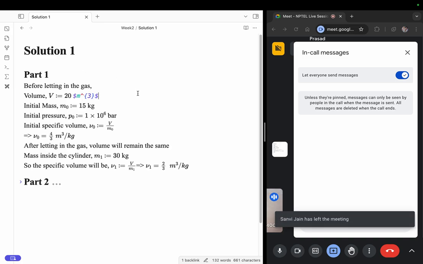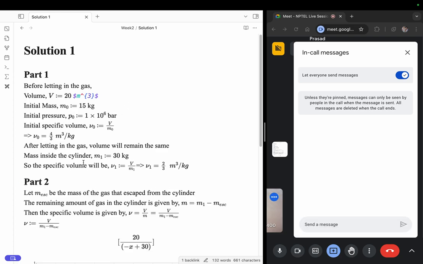The first part is straightforward, so I am not taking much time on that. You just calculate the volume divided by mass. Now for the second part, how will I plot that particular graph? If M escape is the mass of the gas that has escaped from the cylinder, then the remaining mass will be initial mass minus escaped mass. So the specific volume will be given by this expression. And I am asking you to plot this versus the mass escaped.